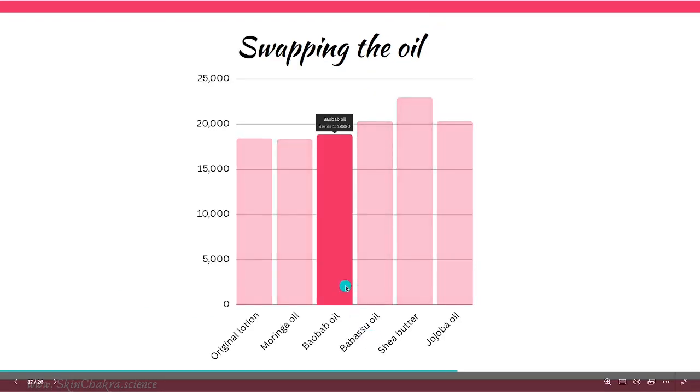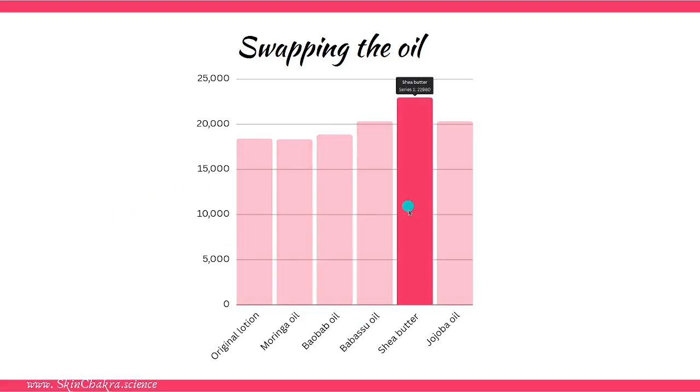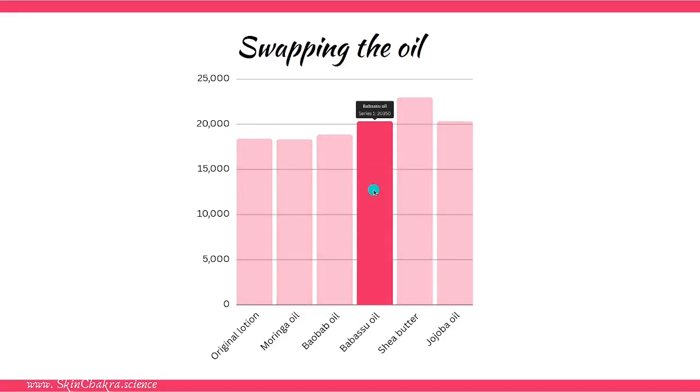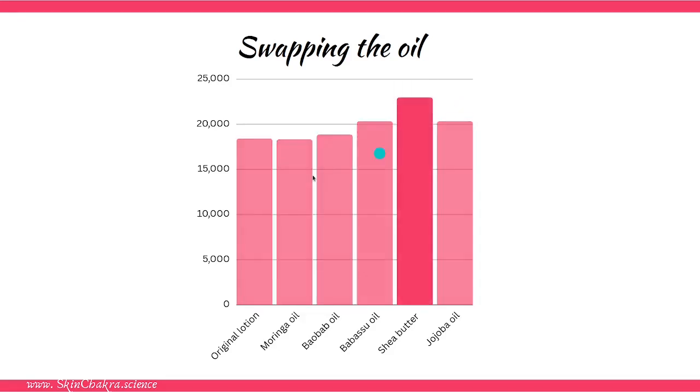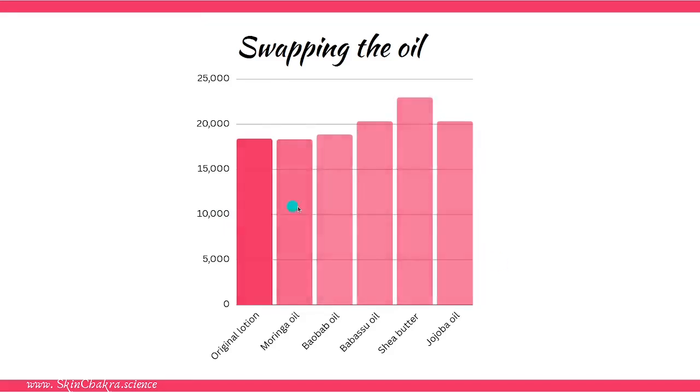With swapping the oil, you usually don't have a huge impact on the viscosity unless you go to solid oils or butters, such as babassu oil that is solid in winter, or shea butter that is solid at room temperature. When you go to butters and soft butters, hard butters, then you have an impact on the viscosity. Otherwise, by swapping the oil, usually the change in the viscosity is not that obvious.